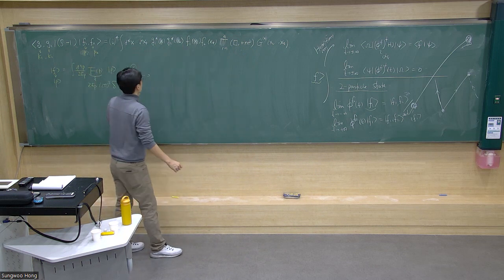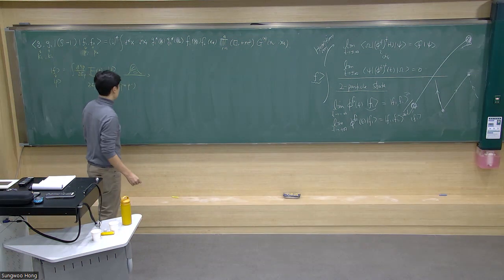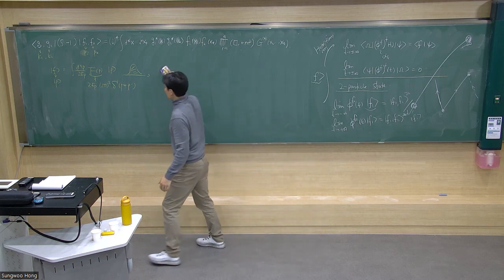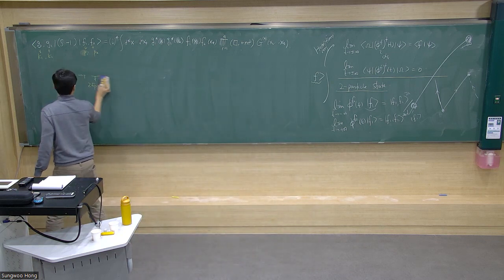Somewhere here there was a limit taken to go to the asymptotic state part. Okay, and that will be shown basically now. Okay, so let's see how that works.